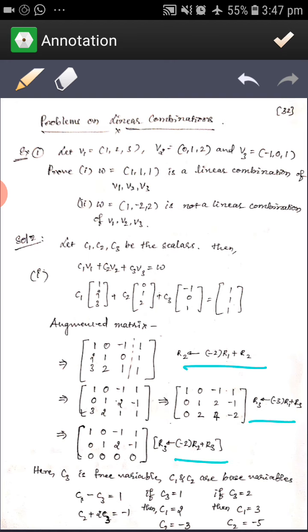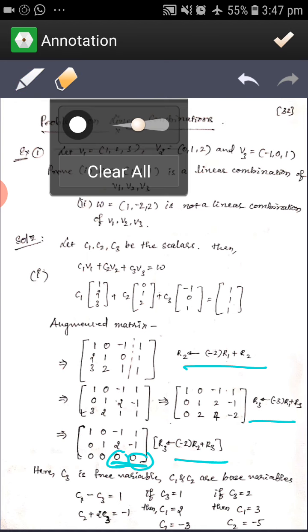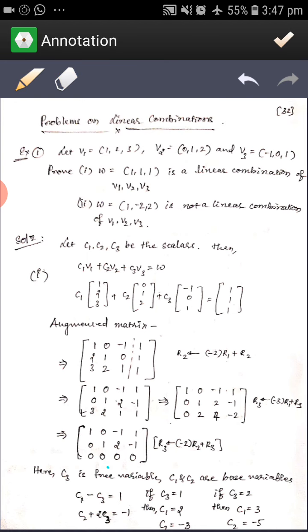Okay, and the same, we need to apply the row operations. After applying the row operations, we can see that c3 is a free variable, because here in the w part, this is 0 and here also this is 0. So c3 we can assume any value, and c1, c2 we can directly tell: c1 is 1 and c2 is minus 1. c3 is the free variable, and c1 and c2 are basic variables here.